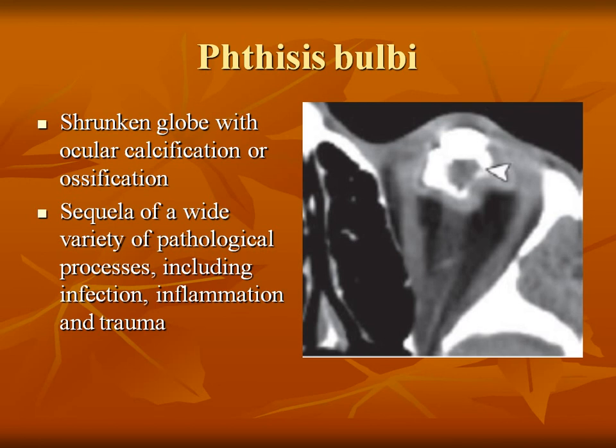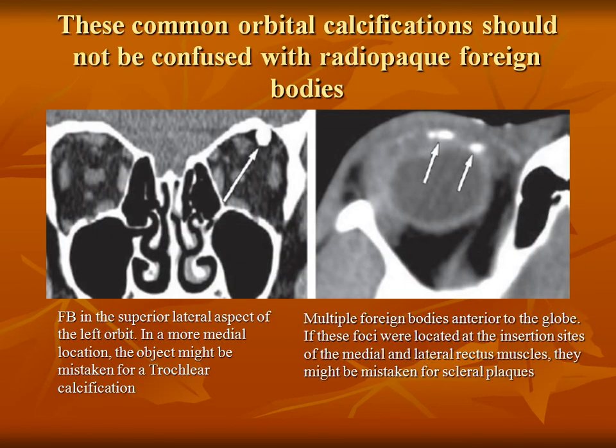Again, phthisis bulbi. This common orbital calcification should not be confused with radio-opaque foreign bodies. You can see here, we might mistake it for trochlear or scleral plaque, but you can see multiple radio-opaque areas, multiple calcifications indicating foreign bodies. These are random sites, not anatomical sites. Okay. Again here, this is a foreign body. If it was here, it's a trochlear plaque, but this is not superomedial. Okay.